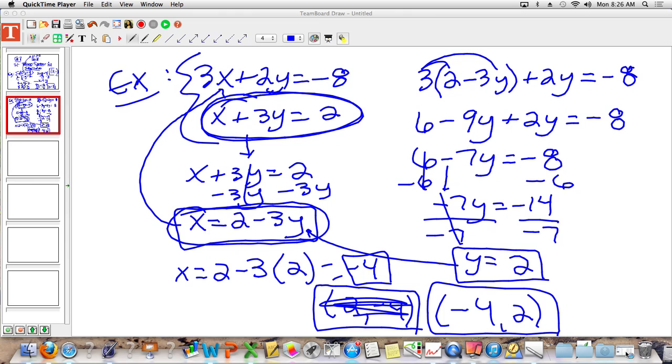And then on a test, if it says substitution, I'm going to be looking for substitution. I don't want to just see the answer.